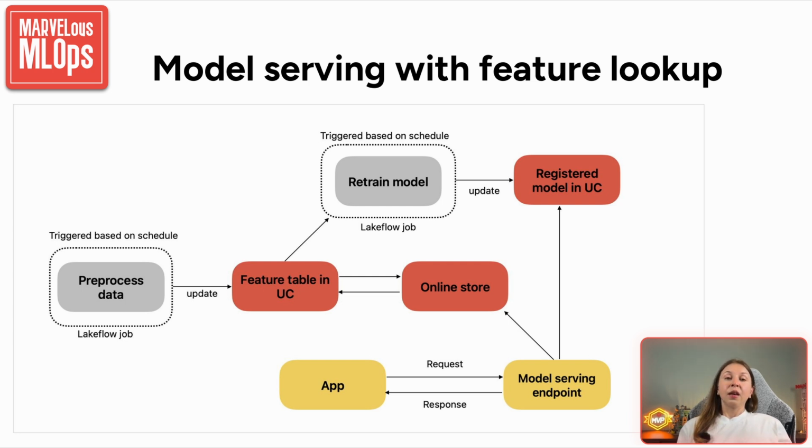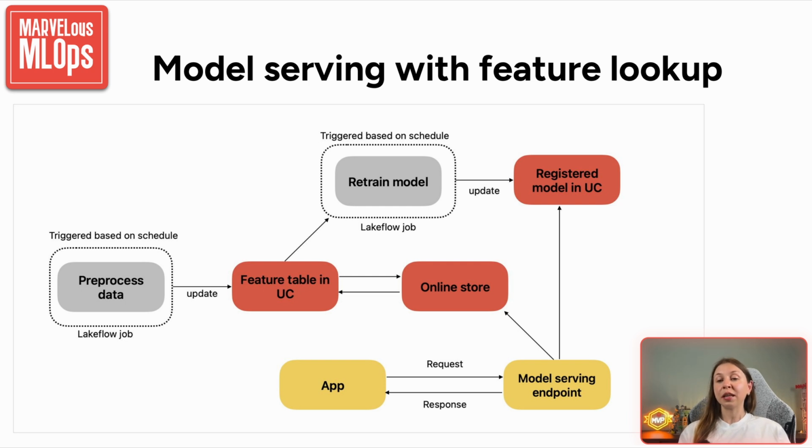The feature table is used to create a training set to retrain the model, and then we can also log the model and register it in Unity catalog. However, in this scenario, model logging is using the feature engineering package on Databricks. The feature table that was updated using the data pre-processing job also must be synchronized with the online store, similar to the scenario of feature serving, which we covered earlier.